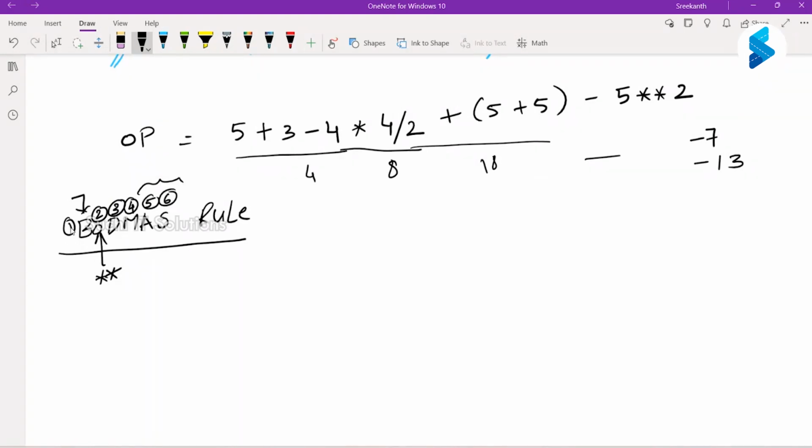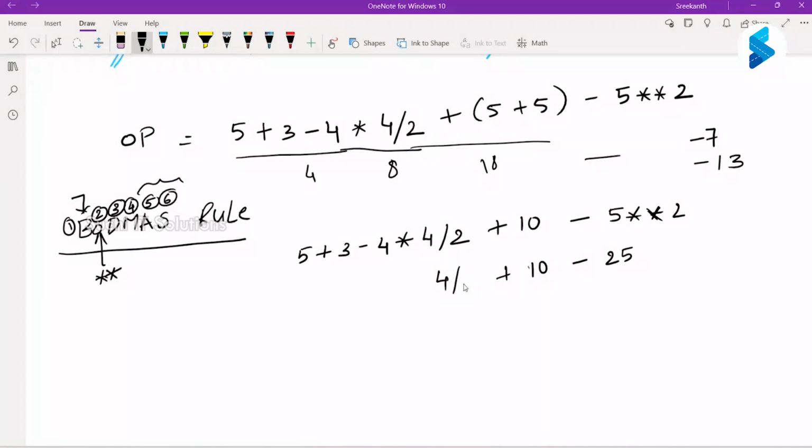Now apply the same thing and tell me. The first is the one in the brackets. So if I can simplify that as plus 10 minus 5 star star 2. So we are done with the first. The one in the brackets is completed. The second one is order. So 5 power 2 is how much? 25.